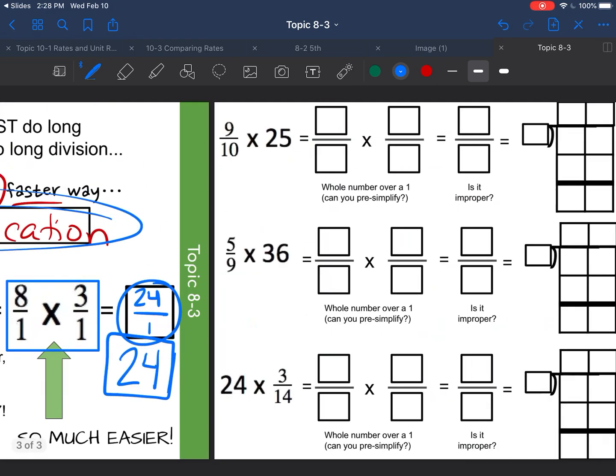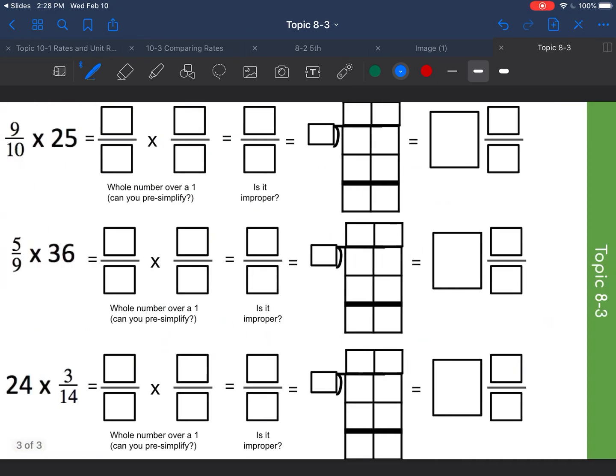So let's do a few examples. This first problem, you want to rewrite it. We have 9/10 times 25 over 1. Remember, we have to put that 25 over 1, the whole number. Now, we can do 9 times 25 and 10 times 1. But first, we'd have to figure out what 9 times 25 is, and then we have to do some long division.